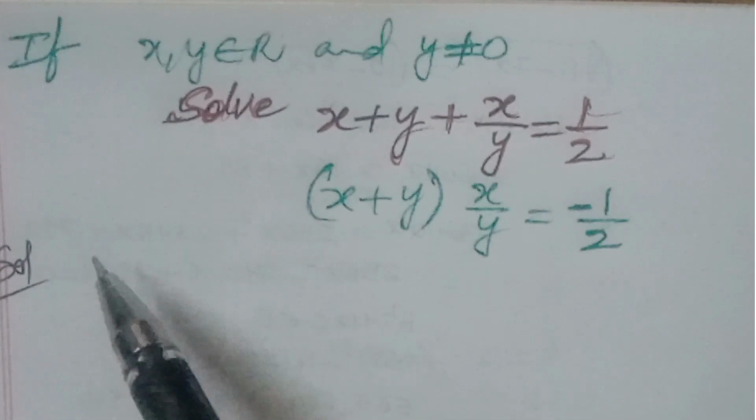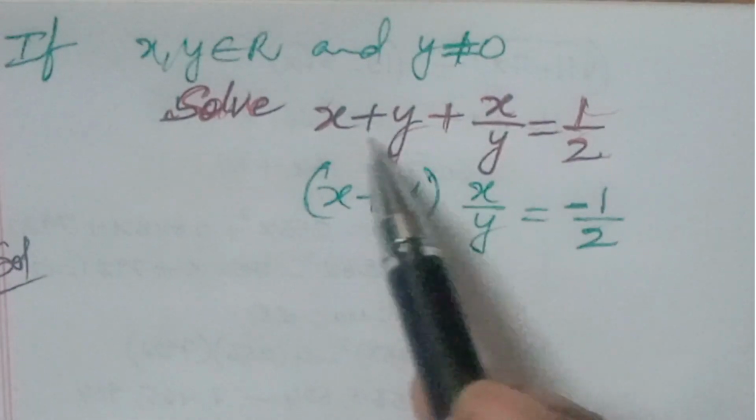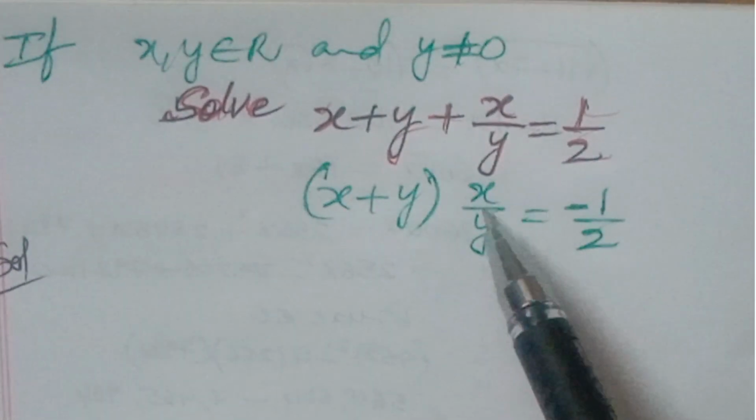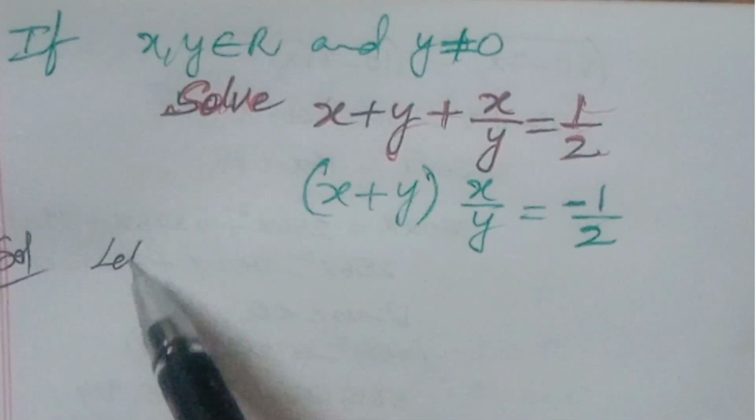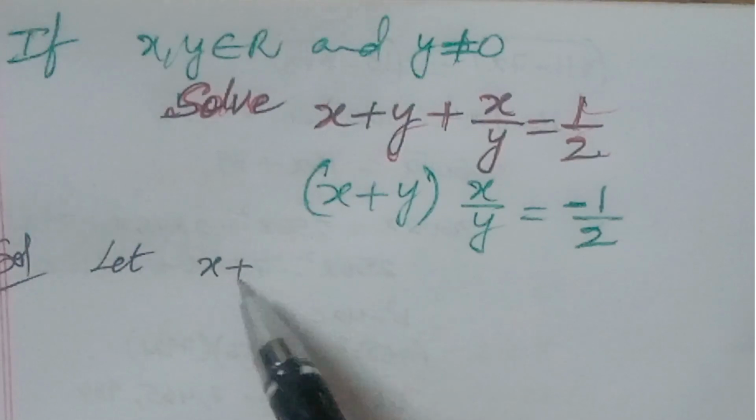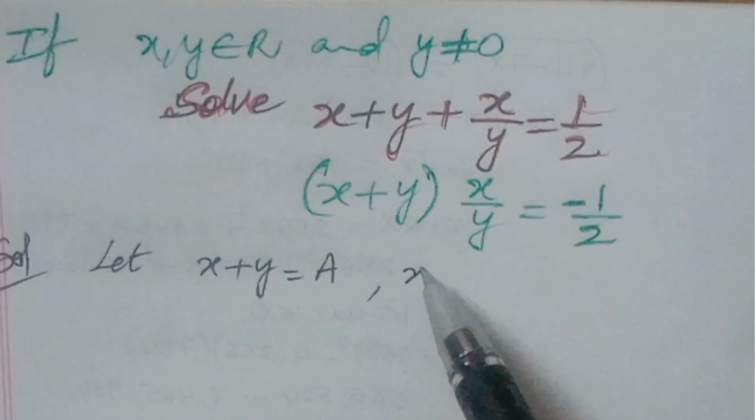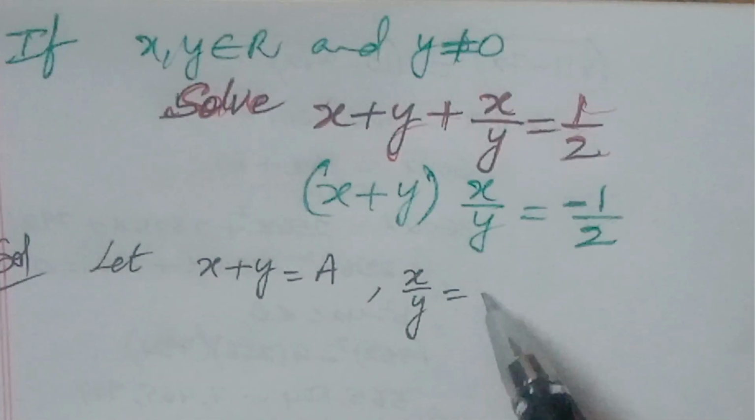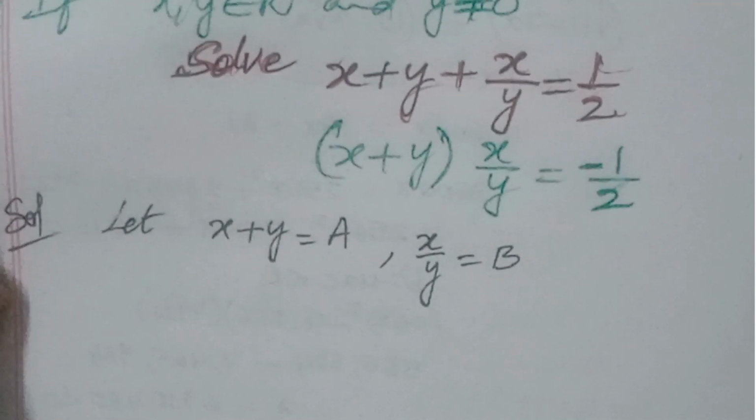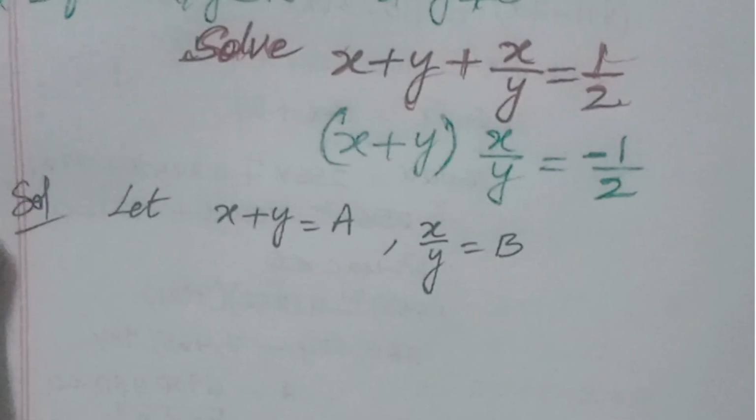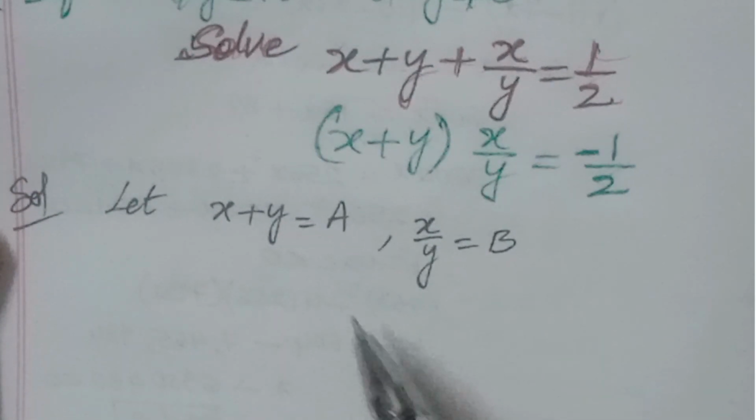Thank you. So here, how to solve this problem? So here, x and y is there and x by y is there. So here, let us take x plus y is equal to a, and x by y is equal to b. So here, if you take LCM, you won't get the answer. So here we will get some difficulty. So we are taking x plus y equal to a and x by y equal to b.